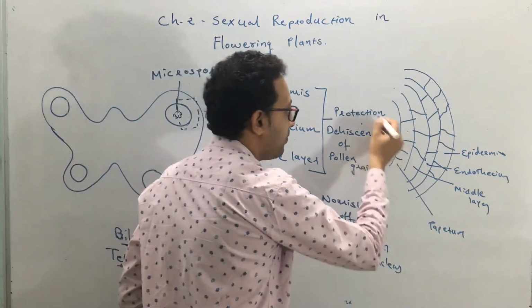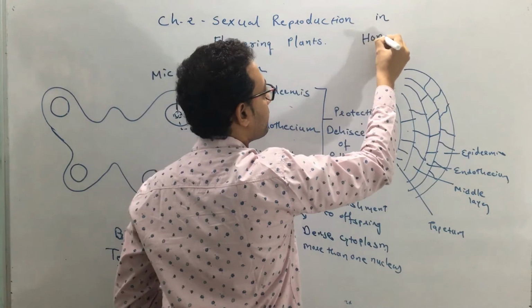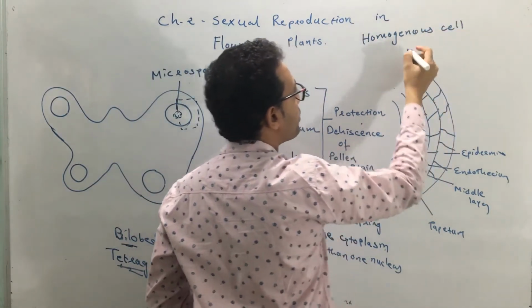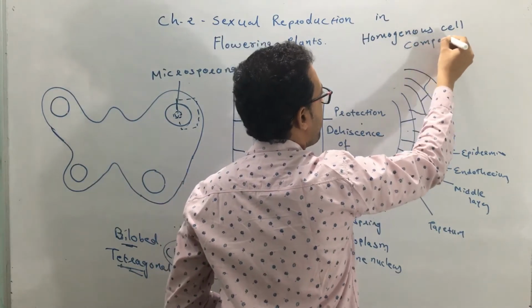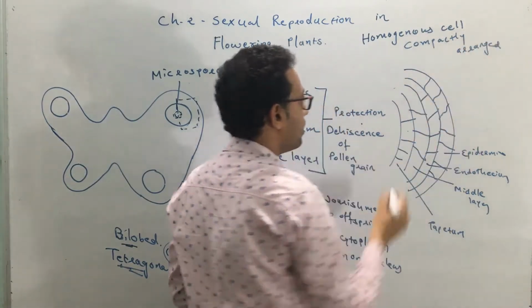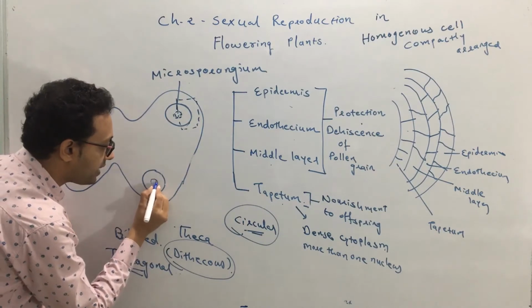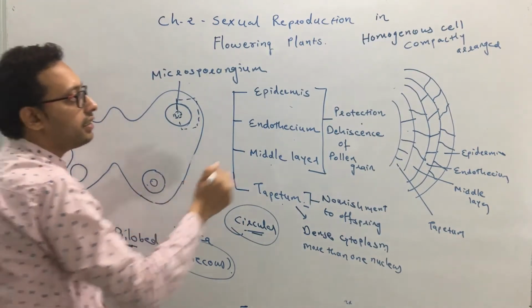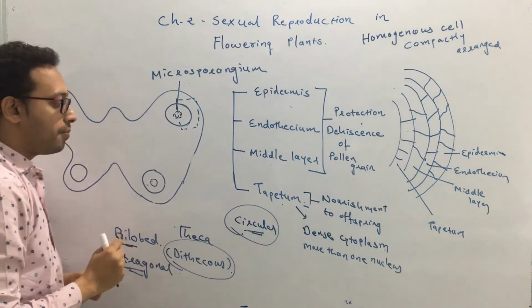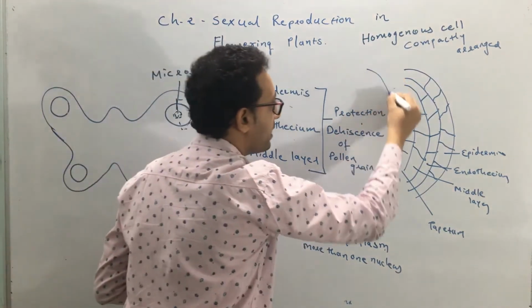Now, in the center of this microsporangium, this is the center of the microsporangium, there are homogeneous cells, and these homogeneous cells are compactly arranged. How are they arranged? Compactly arranged. I show over here, this is the center of the microsporangium. It contains compactly arranged homogeneous cells.